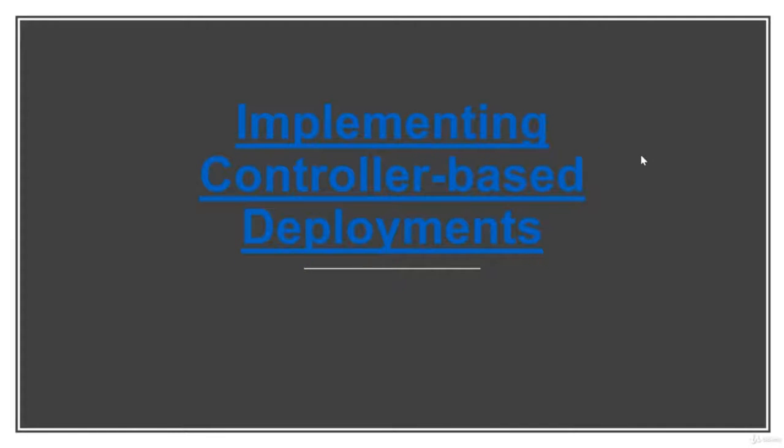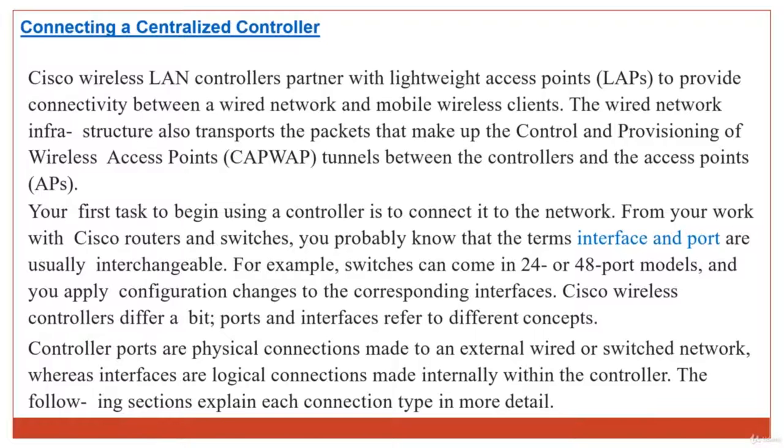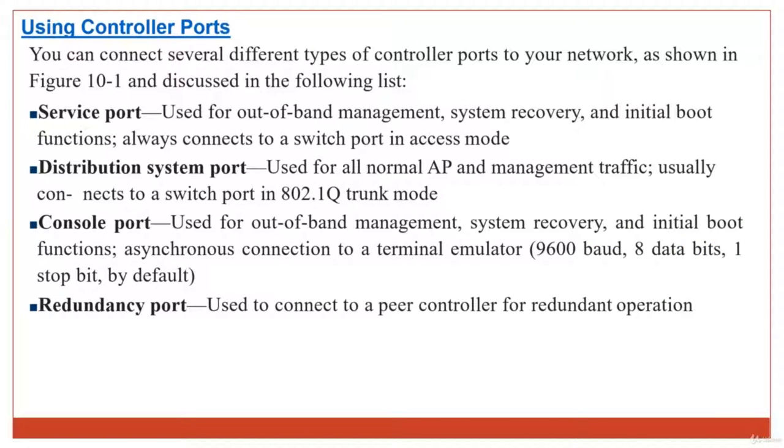Next, we have to learn how we can implement the controller. Before that, we should understand what types of interfaces and ports are available inside the WLC and what the connectivity will be from the WLC to the switches. We have four different types of ports: service port, distribution system port, console port, and redundancy port.